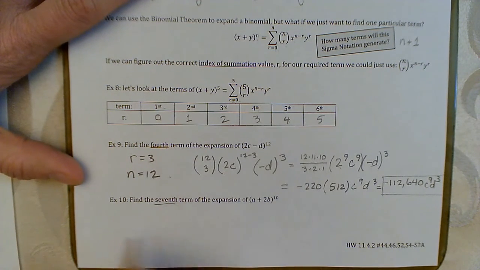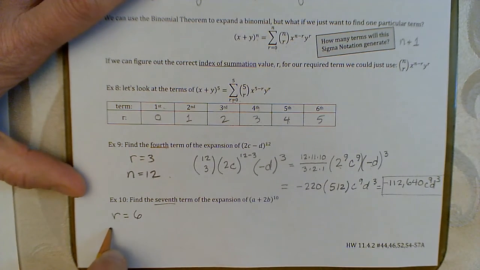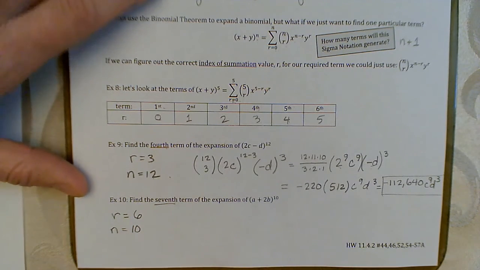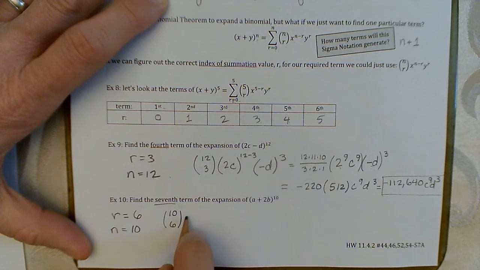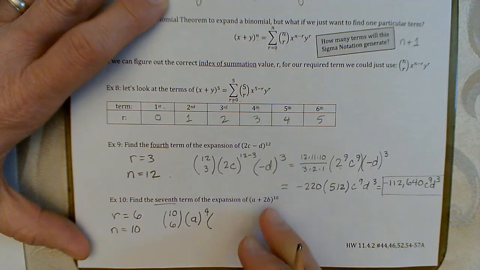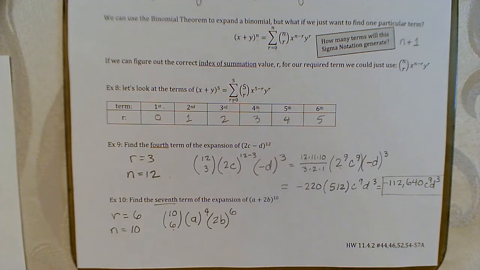We're looking for the 7th term, so our R value will be 1 less than that, 6. Our N, in this case, again, 10, same as the exponent. All right, so the 7th term will be a combination of 10 choose 6. Then it's going to be the A, which is the first term, A, raised to the difference in these, which is 4, and then 2b, all raised to the 6th power. All right, it's always the R value that's there.